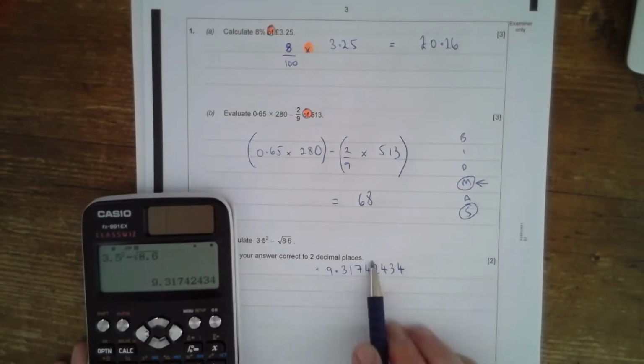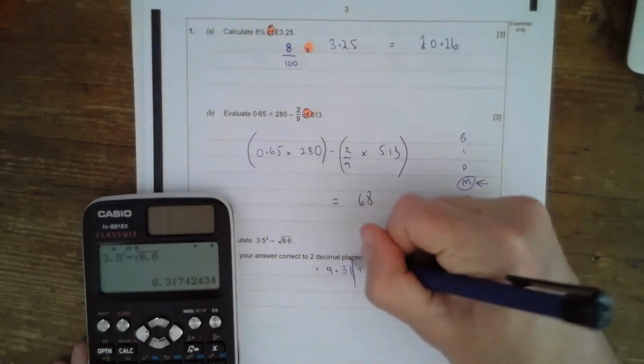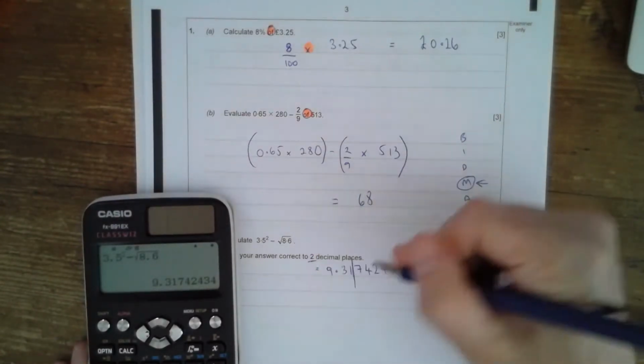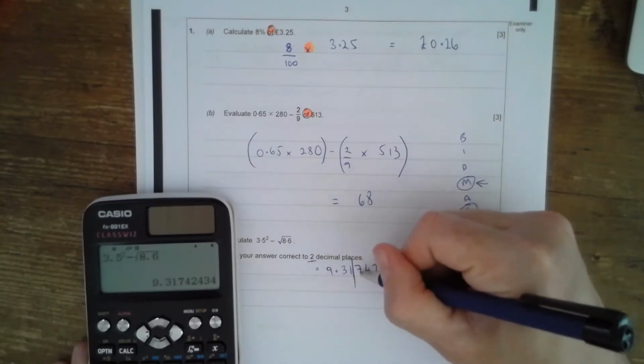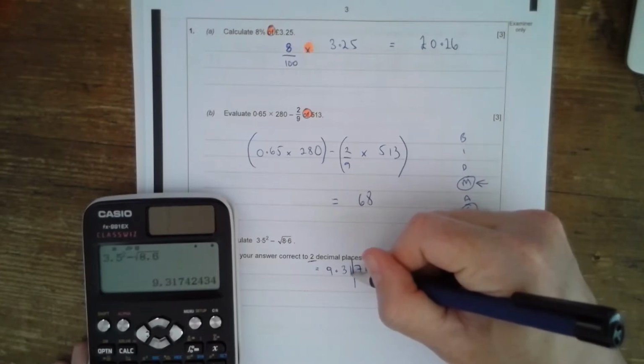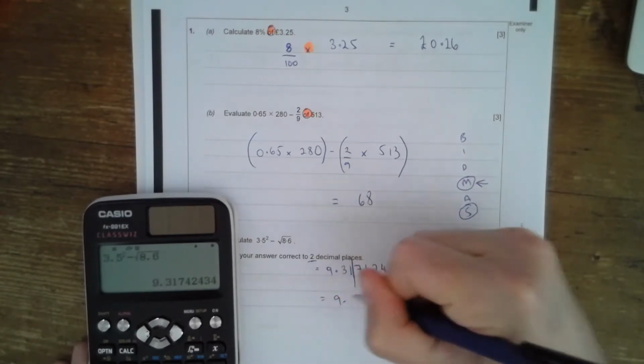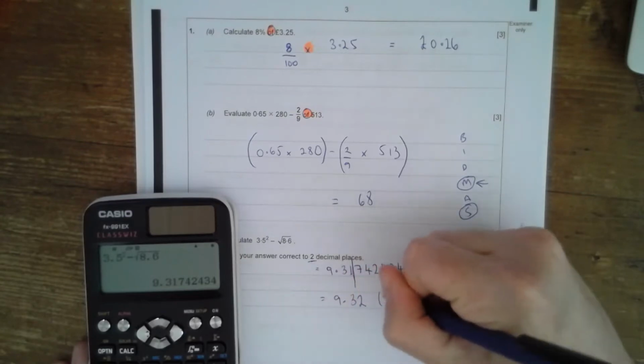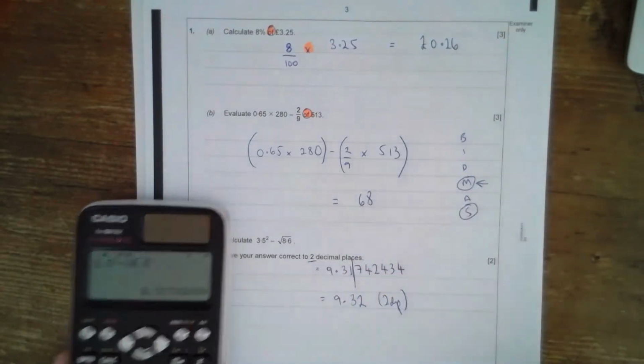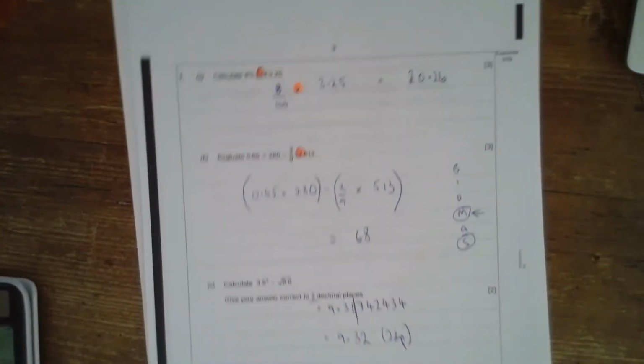To get the second mark, to round it to 2 decimal places, line will go there after the second number because it's 2 decimal places. Rule is now, if that's 5 or bigger, that's going up 1. It is 5 or bigger, it's 7, which is bigger than 5, so that's going to change to a 2. If it was 4 or smaller, it would have stayed to 1. But it is 5 or bigger, so it'll be 9.32. And I've put in brackets 2dp to show that I've rounded it.